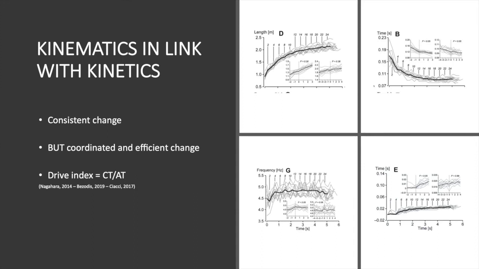So these are curves from a Nagahara study in 2014. It illustrates that to have an increasing velocity and as little decrease as possible in acceleration, we need consistent change, but also coordinated and effective change. For example, we're going to focus a lot during that presentation on drive index, which is the ratio between contact time and air time, and that gives an indication on the distribution of step frequency.